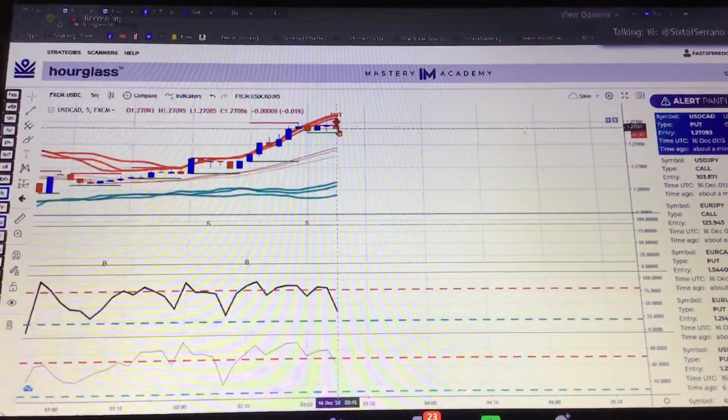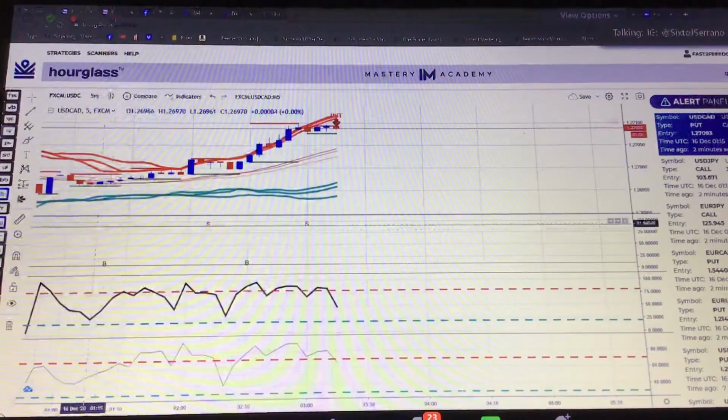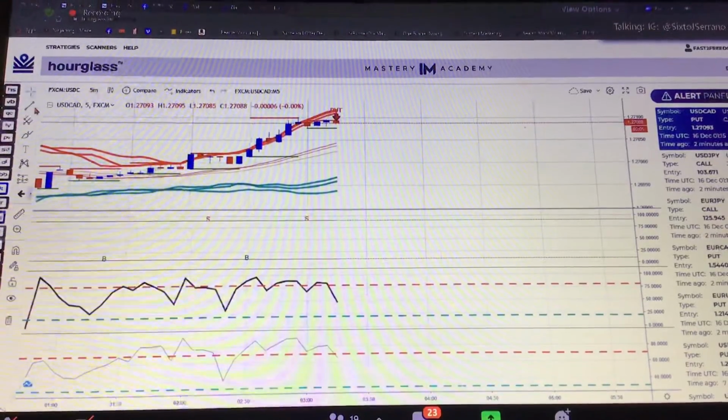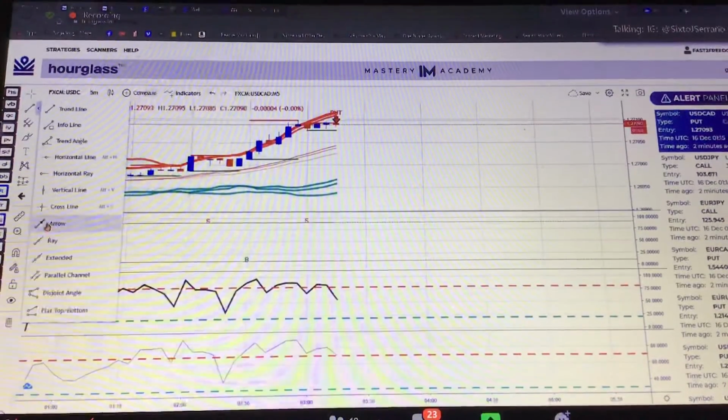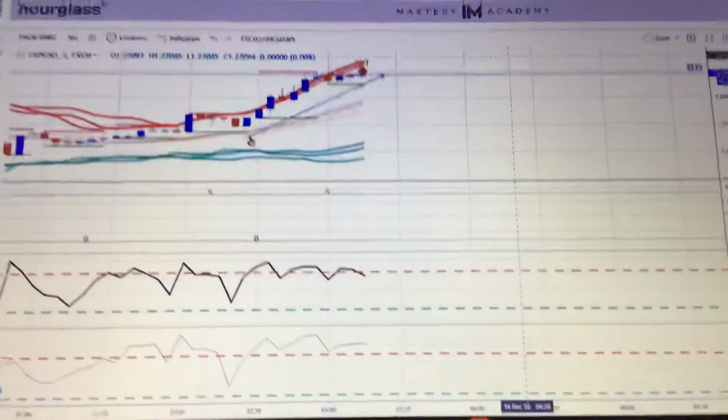This is what I would consider a pullback. So if it's pulling back, I want to go with the trend. Okay, guys? So let me go ahead and, there you go. All right, so I want to go with the trend.